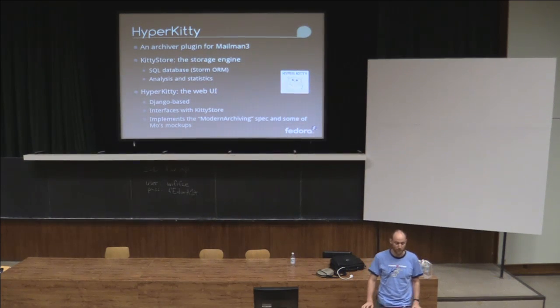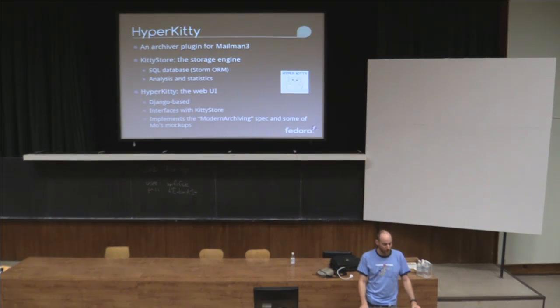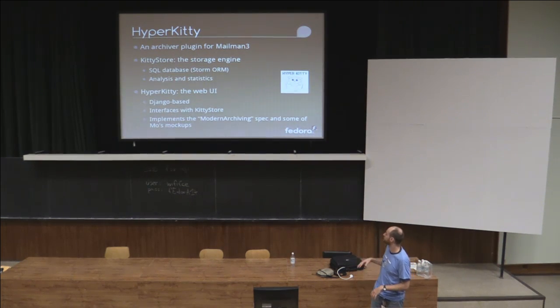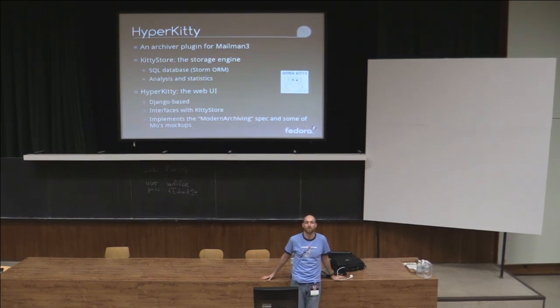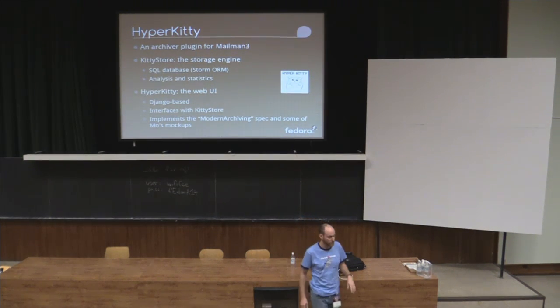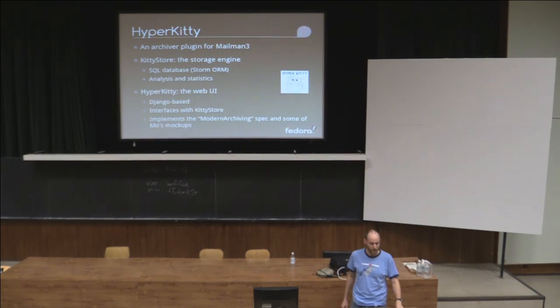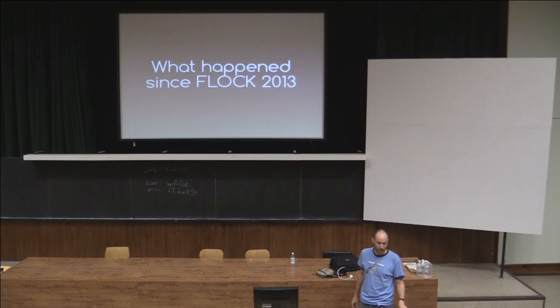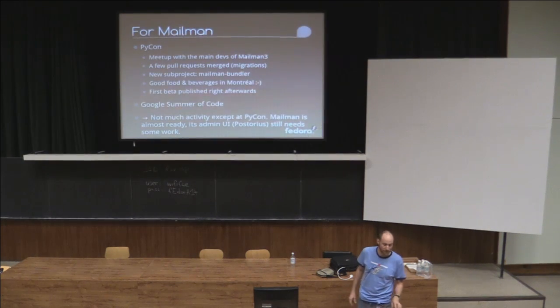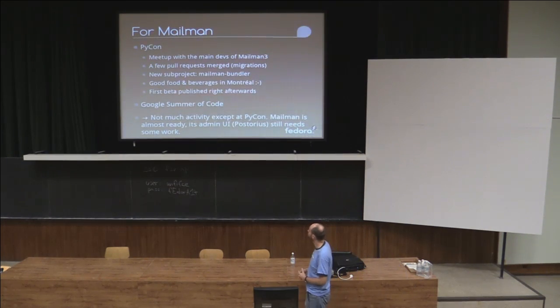And then there's Hyperkitty, the web UI. It's based on Django. It interfaces with KittyStore, of course, and there are some specs that it adheres to, and some mockups that it's trying to implement. If you followed Marine's blog, she made a lot of mockups about Hyperkitty, which are very interesting, so we try to implement that. A year ago, I was introducing Hyperkitty at Flock, and there's been quite some change since.